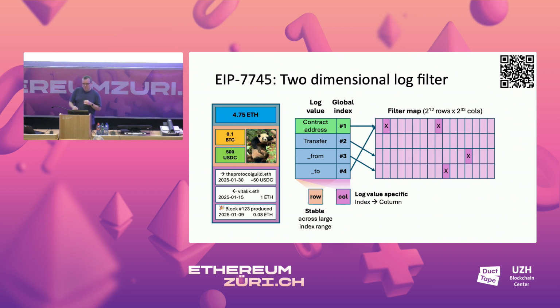So how do we query this filter map? When we have a log value as a query, we compute a row from it. That can be done on the client side. And then we know what row we need to download. It's only a single one.